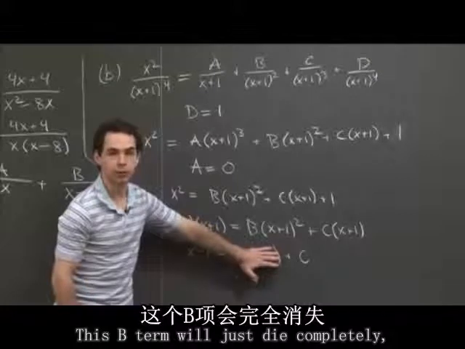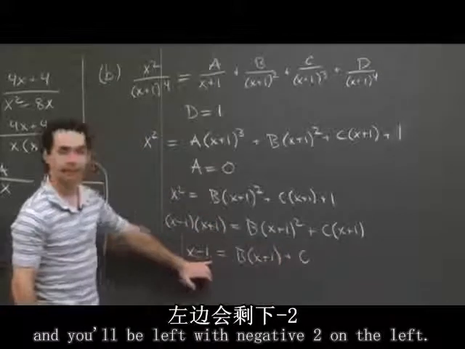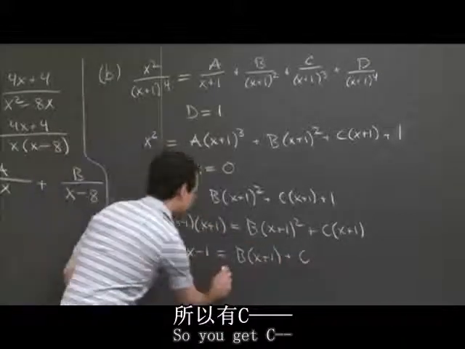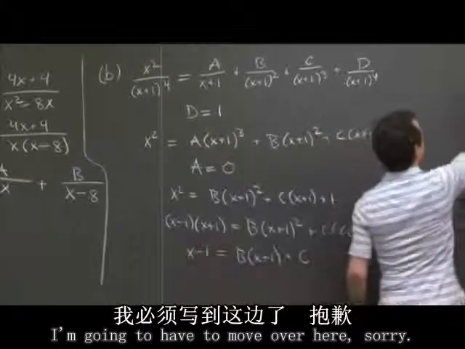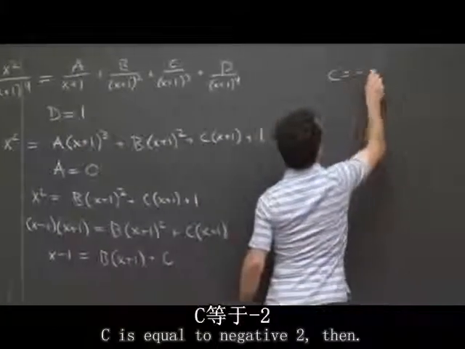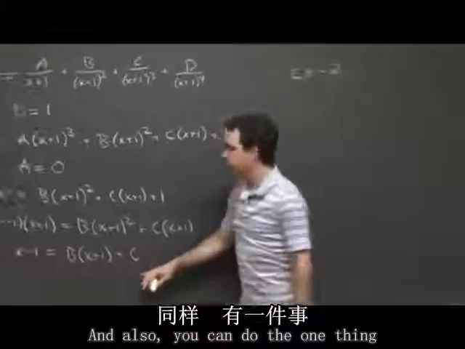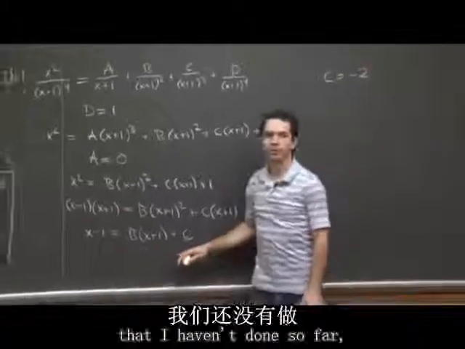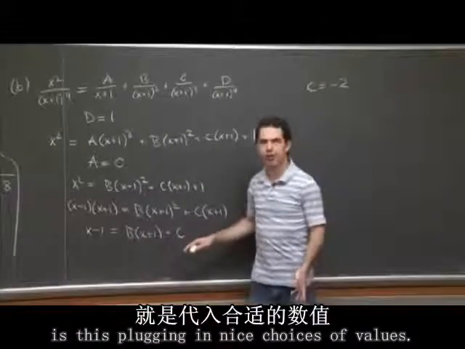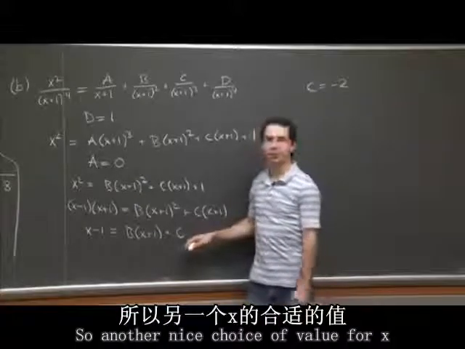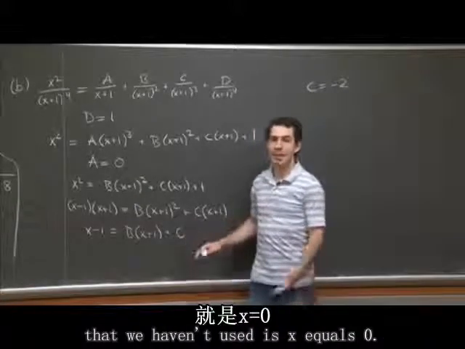This b term will just die completely, and you'll be left with negative 2 on the left. So c is equal to negative 2 then. And also, the one thing I haven't done so far is plugging in nice choices of values. Another nice choice of value for x that we haven't used is x equals 0.